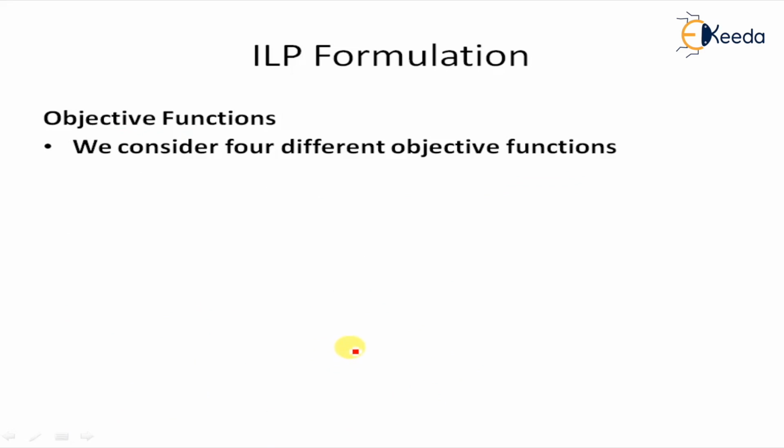Therefore, we consider four different objective functions here. First is to minimize the blocking rate, which is equivalent to maximizing the number of accepted connections. This objective is most relevant when there is not enough transport capacity, that is, not enough available wavelengths to accommodate all the connection requests.